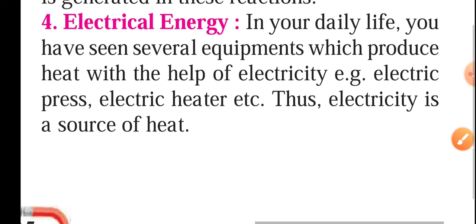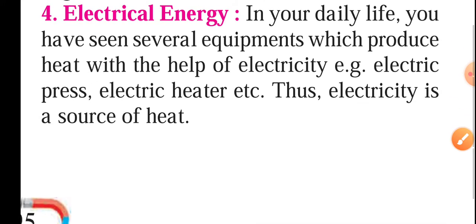The next one is electrical energy. When we talk about this, there are several equipments in and around us, like the press or the iron, then geysers and electric heaters. All these work on electricity. These equipments produce heat.